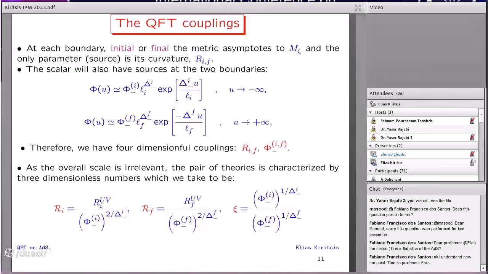One is, on each side, the curvature divided by the appropriate power of the coupling, Ri and Rf, that's the dimensionless curvature, and then the ratio of the two couplings of the two theories, which also is dimensionless. And in a sense, these are the true parameters of the solutions and of the dual theories that they describe.